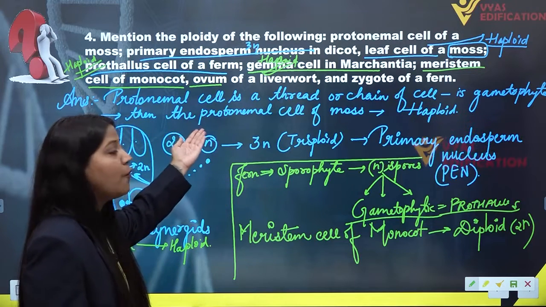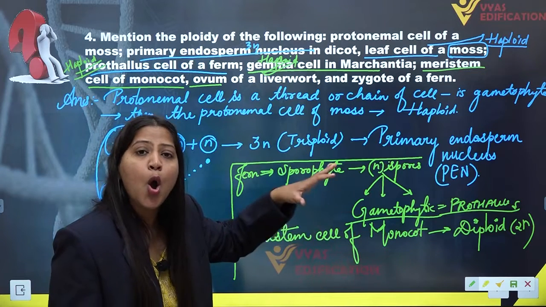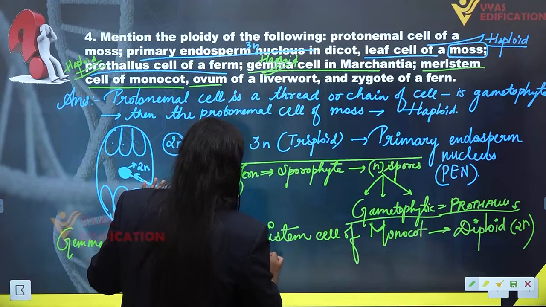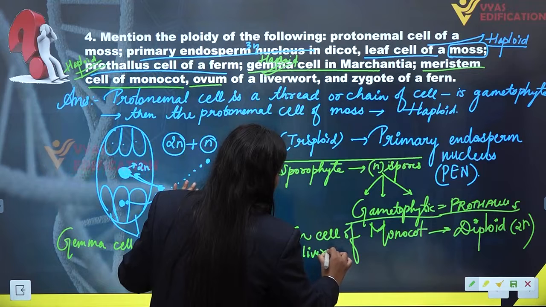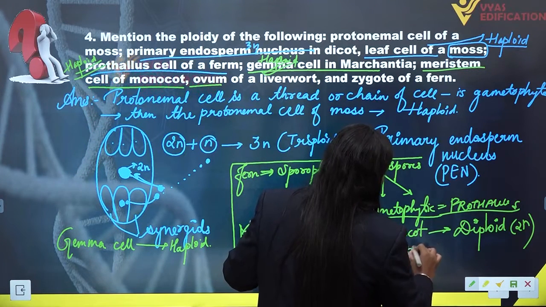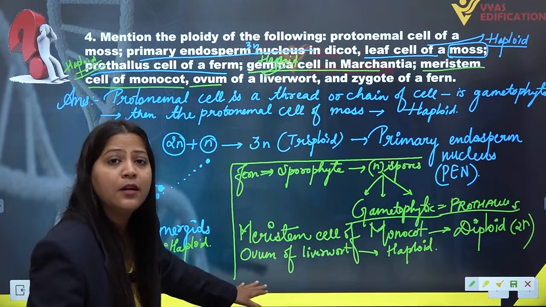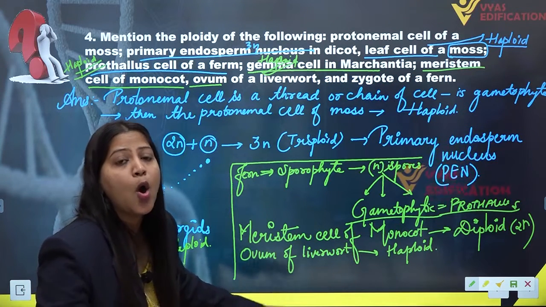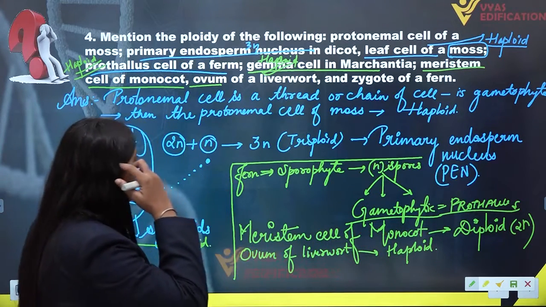Thus we can say the ovum or egg cell or female gamete produced on the female gametophyte of a liverwort would also be haploid. So the ovum of liverwort is haploid in nature, because it is produced inside the female reproductive organ, that is archegonium, and archegonium is a structure present on the female gametophyte, which is haploid in nature.